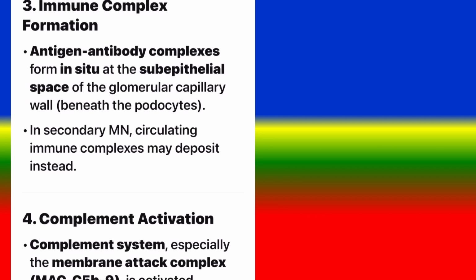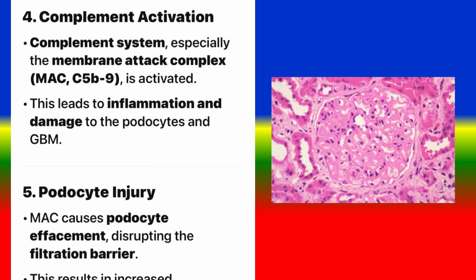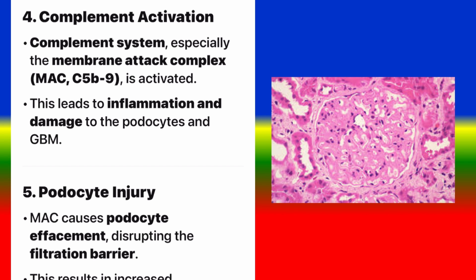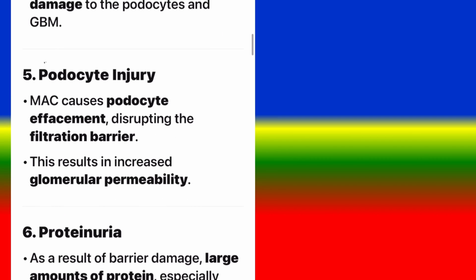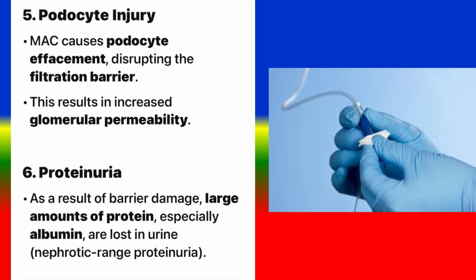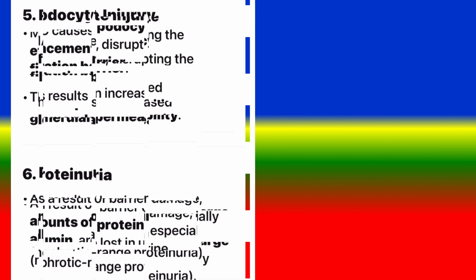4. Complement activation. The complement system, especially the membrane attack complex, MAC, C5b-9, is activated. This leads to inflammation and damage to the podocytes and GBM. 5. Podocyte injury. MAC causes podocyte effacement, disrupting the filtration barrier. This results in increased glomerular permeability.